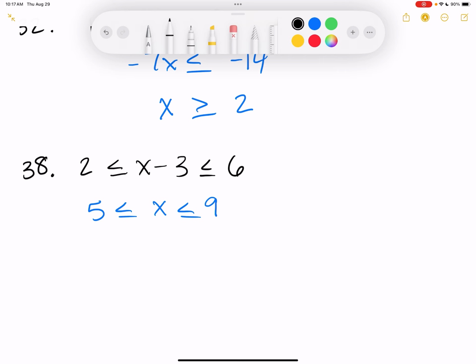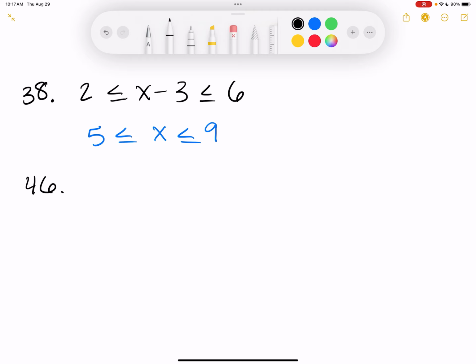46. 2 plus 3x is less than negative 13, or 4 plus 2x is greater than 7.